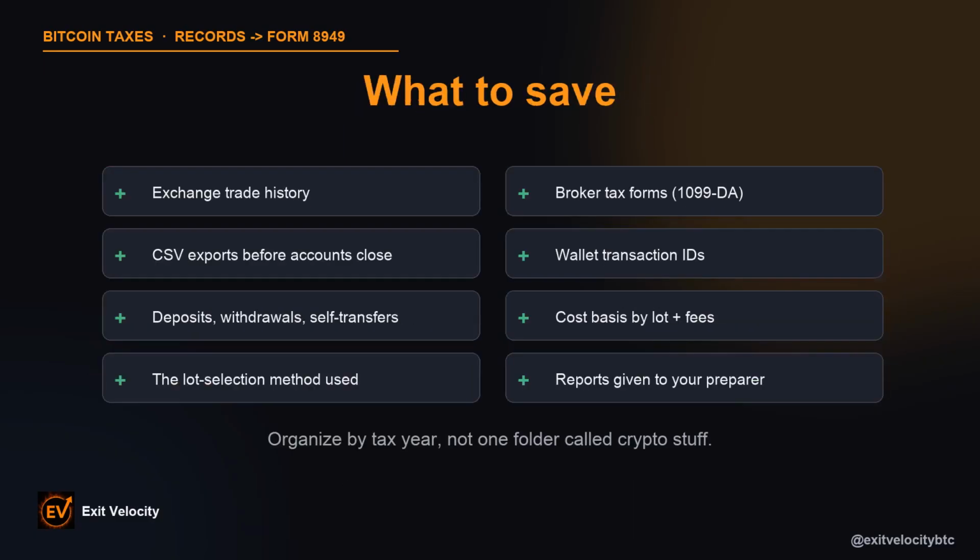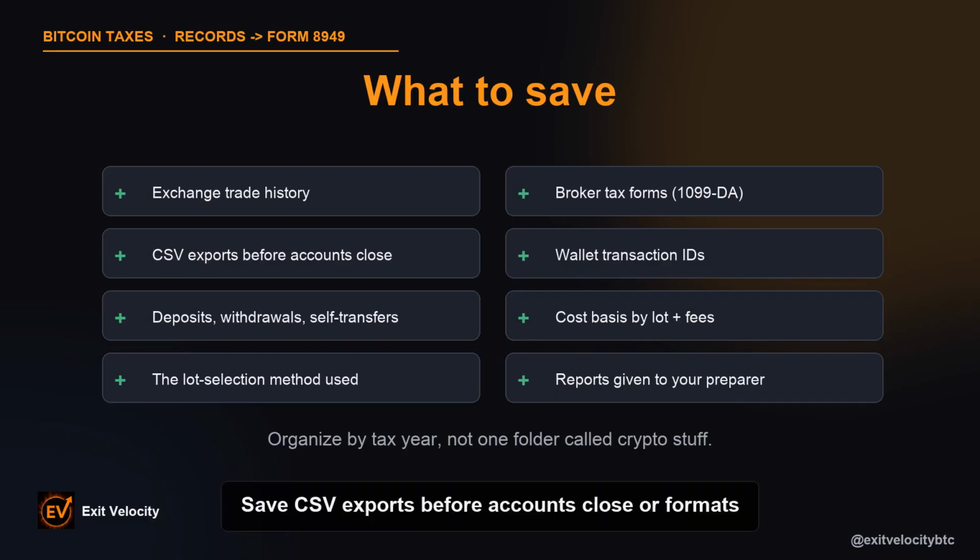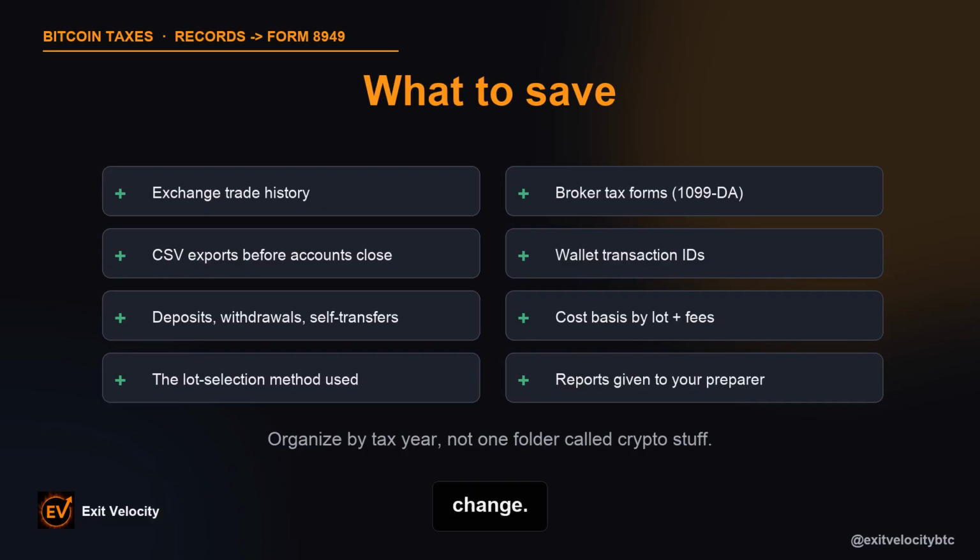So what should you save? Save exchange trade history. Save broker tax forms. Save CSV exports before accounts close or formats change. Save wallet transaction IDs. Save deposit and withdrawal records. Save notes on self-transfers. Save cost basis by lot. Save fees. Save the method used for lot selection. Save any reports you gave to your tax preparer, and save them in a way that you can understand later. A folder called Crypto Taxes Stuff is better than nothing, but a folder by tax year with exports, forms, wallet notes, and a clean summary is much better.